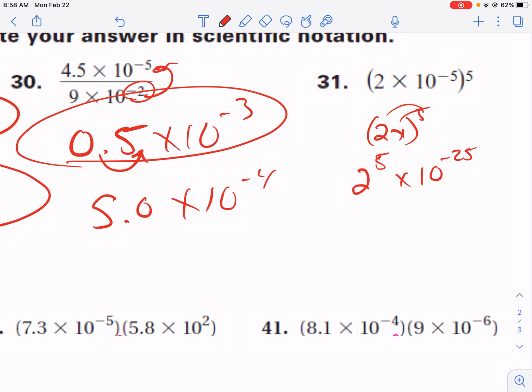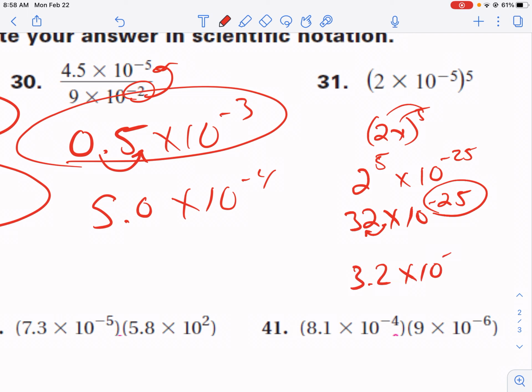Now, this 2 to the 5th, I have to completely evaluate this. So on a calculator, or if you know what it is, 2 times 2 is 4, times 2 is 8, times 2 is 16, times 2 is 32. So I think this is 32 times 10 to the negative 25th. Well, the decimals here, I have 2 numbers to the left, so I'm going to make this smaller, so I'm going that direction. So I have to make that bigger. I have to add to it. So I move one place for the 3.2, and since I'm adding 1 to the negative 25, it's going to be 10 to the negative 24th, and that's the answer.